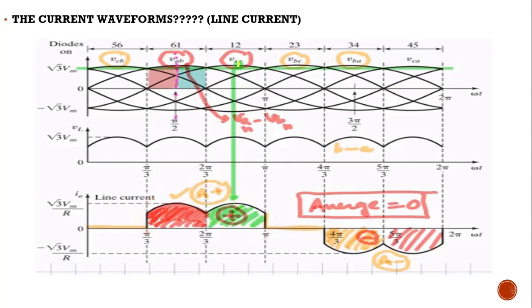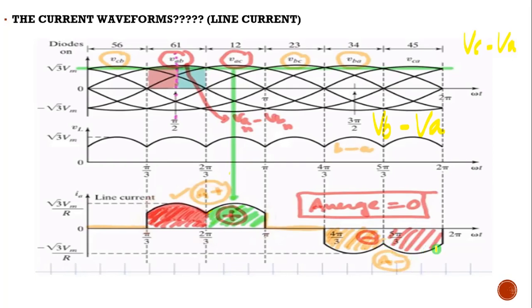And here you can see VAC. VAC means VA minus VC. So there also the current is positive. So we will be getting like this. There you can see VBA. VBA means VB minus VA. So here the current is flowing in the opposite path. So it can be represented like this, with maximum line current minus root 3 Vm by R. And here VCA. VCA means VC minus VA. Here also the current is flowing in the opposite direction, so it can be represented as minus root 3 Vm by R.